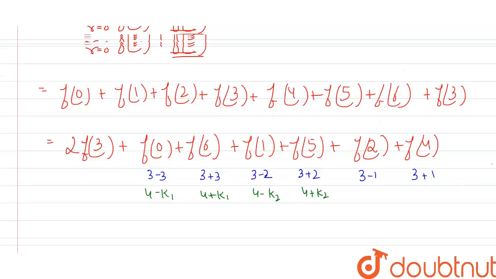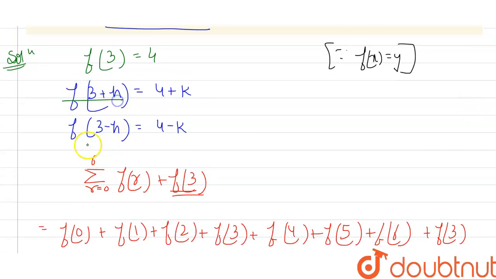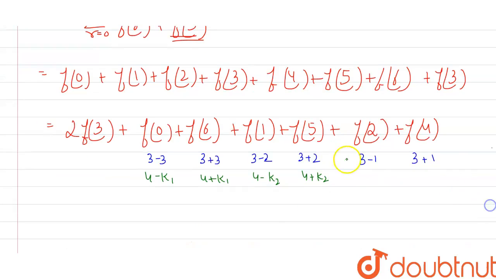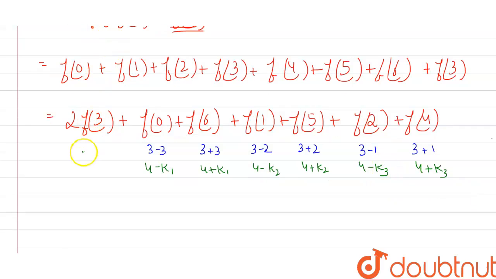Because if this is my fx value, this is the y value we are going to receive according to the given statements here I have in the top. We just used here this one, as we know they are symmetric. Similarly for this one we are going to receive 4 minus k3, right? And this one will be 4 plus k3.